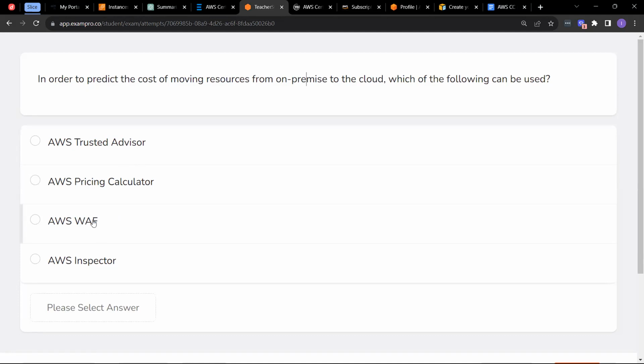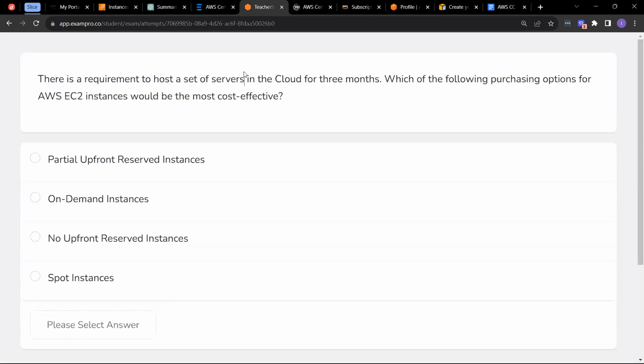So this one is a web application firewall. Inspector inspects your infrastructure or your EC2 instance. Trusted Advisor helps you model your IT infrastructure and consider best practices when modeling it. So pricing calculator is the answer.